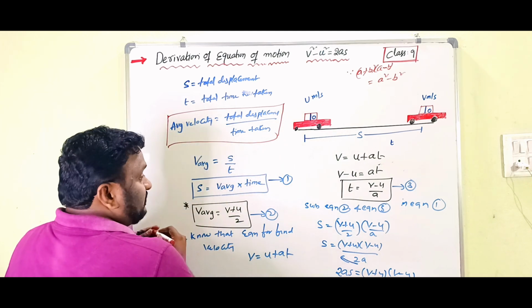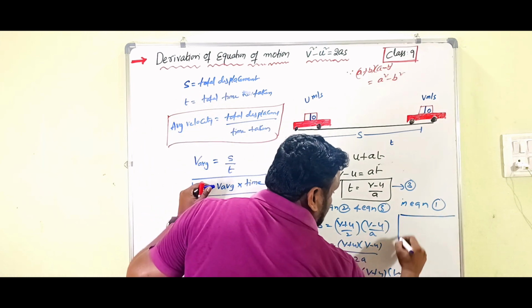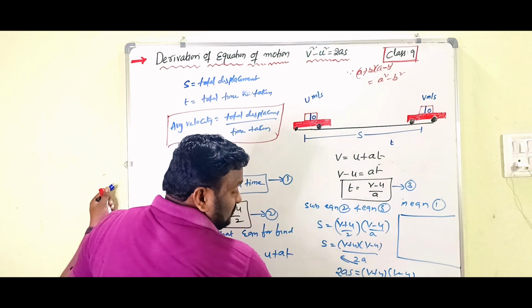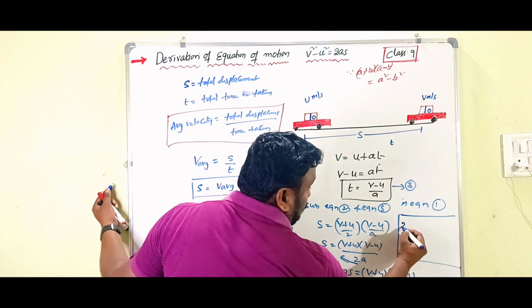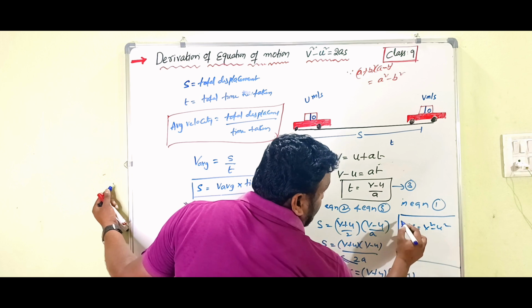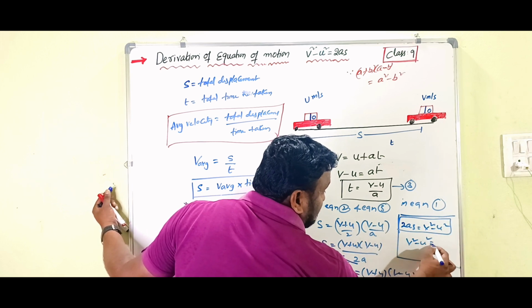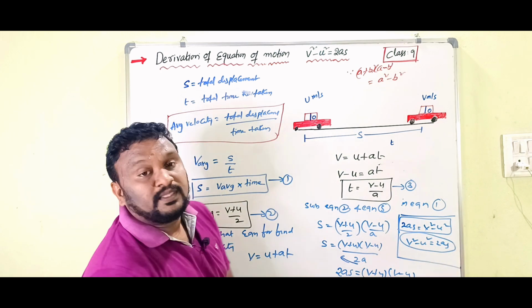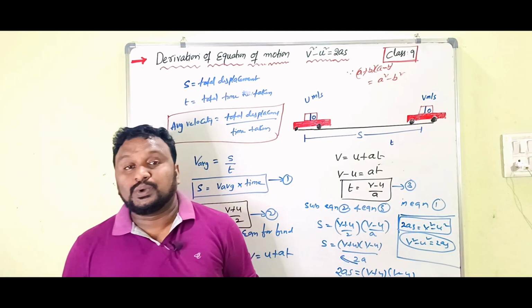So a plus b into a minus b is a square minus b square. Here a is v and b is u. So we write 2as is equal to v square minus u square. So children, this is the equation we require: v square minus u square is equal to 2as. Okay children, in this way we can prove that v square minus u square is equal to 2as.